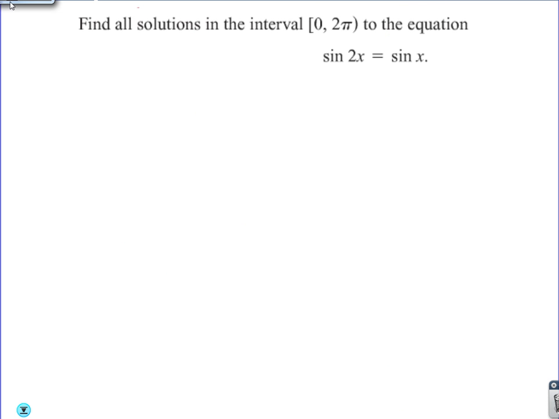Next equation. And that's all we're doing the rest of the day. We're just solving equations, just different types of equations. Find all the solutions in the interval 0 to 2 pi. Same thing. We don't have to list them all, just the ones in that interval. Of the sine of 2x equals sine x.